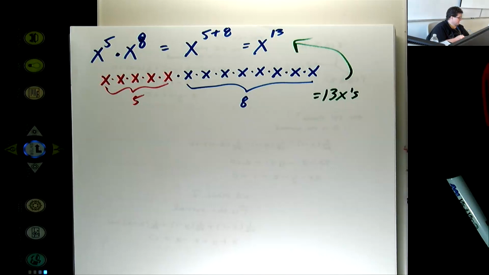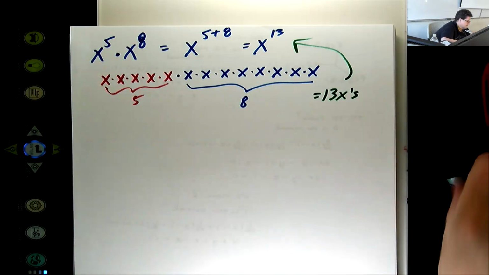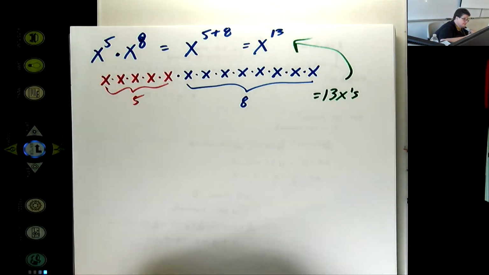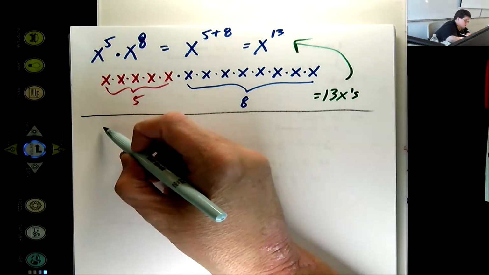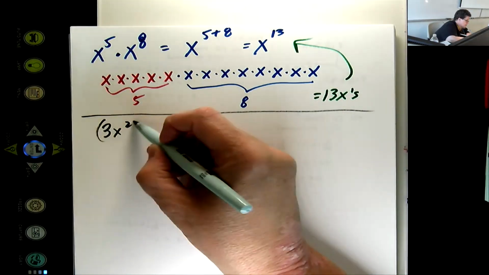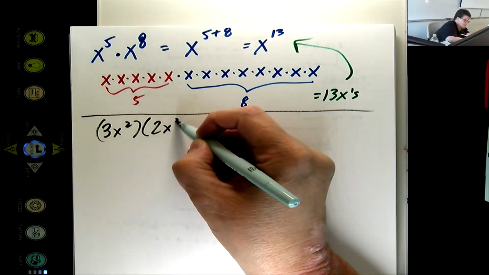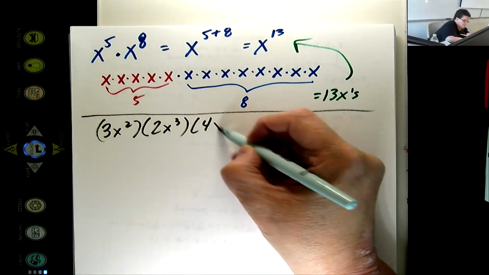Guys ready for more? We're gonna have 3x squared, and we're gonna multiply it by 2x cubed. And we're gonna multiply that by 4x to the 5th.